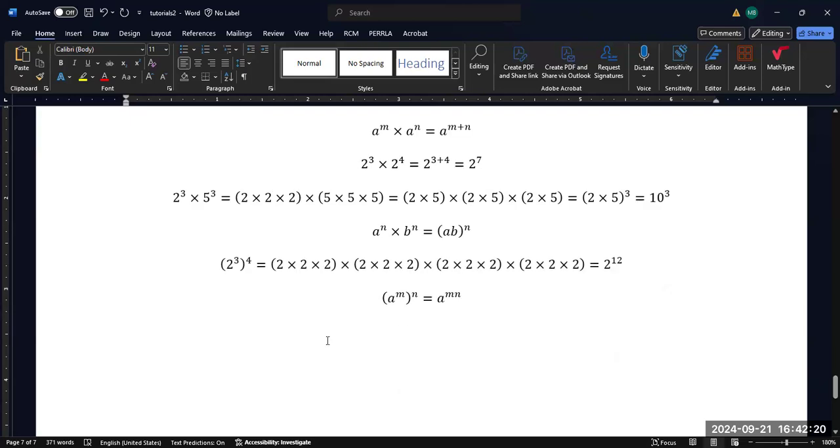Now, things start getting a little bit more interesting when we introduce negative exponent properties.